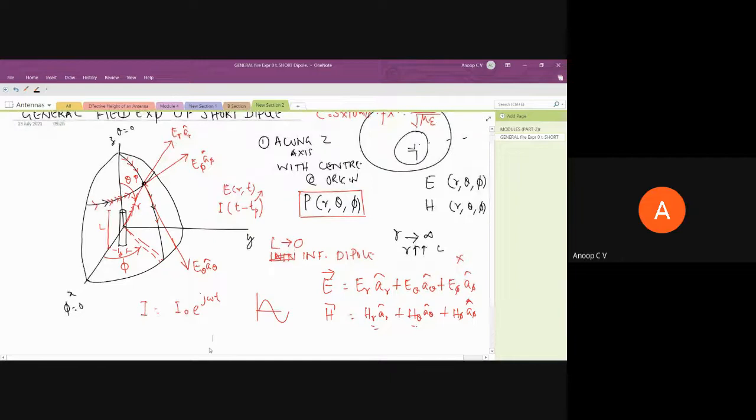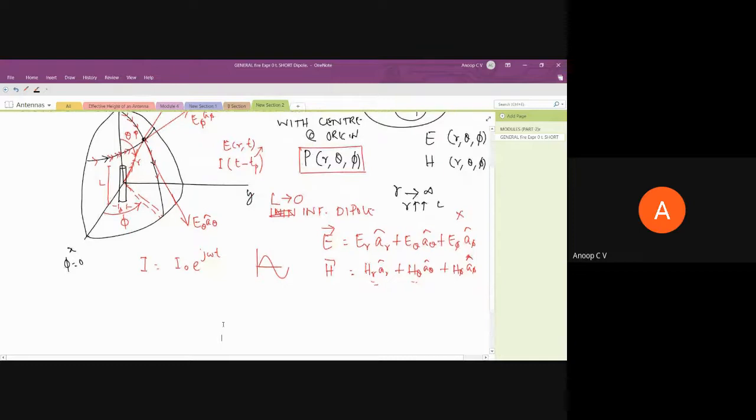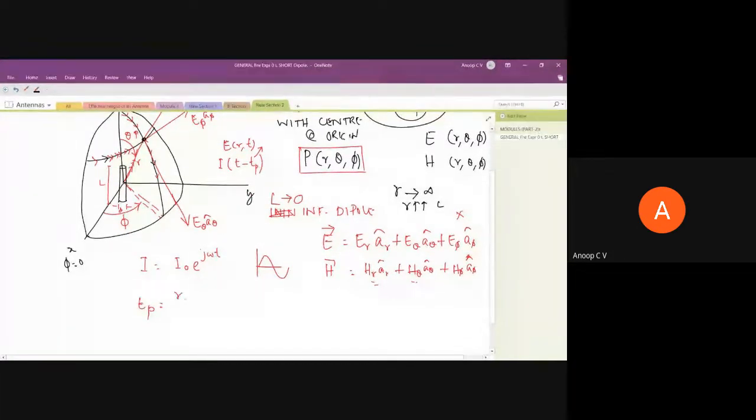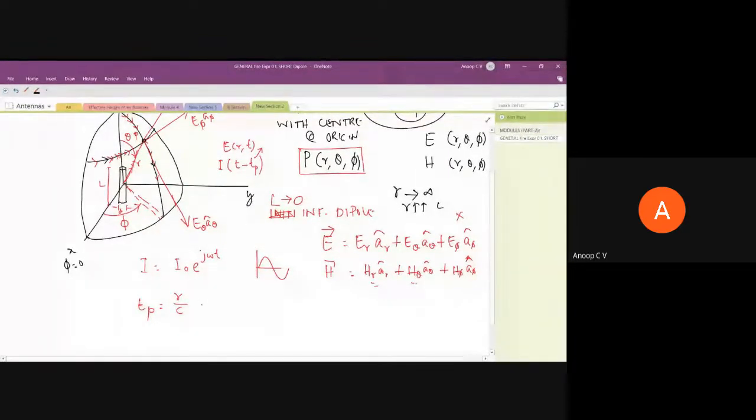So this Tp is nothing but the time taken by this radiation, or this effect, to travel a distance r. What will be that time? If the distance to be covered is r and the velocity is c, then Tp will be equal to r by c seconds. This is called the propagation time or retardation time.